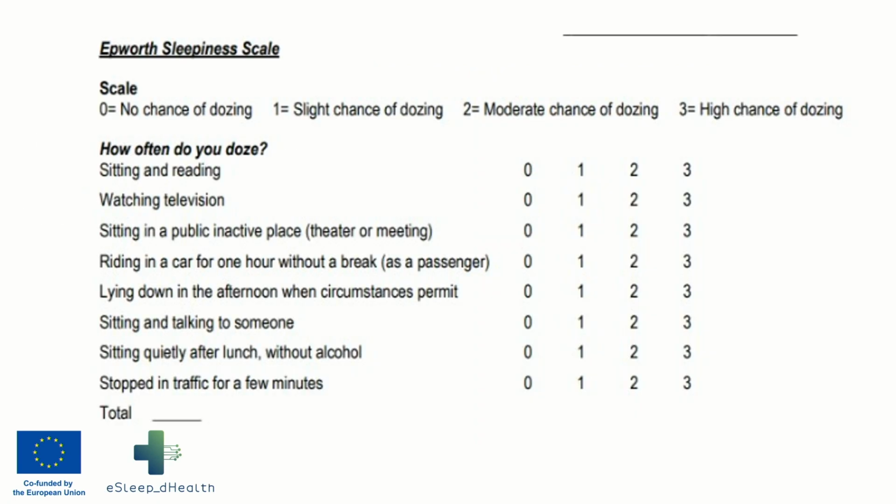So here is this questionnaire. And now please press pause on my talk and answer this for yourself. So there is a scale from 0 to 3. How often do you doze or fall asleep when you are sitting and reading? And then there are 8 questions in total. So pause me, answer this, and count up your total score. The minimum is 0 and maximum is 24.